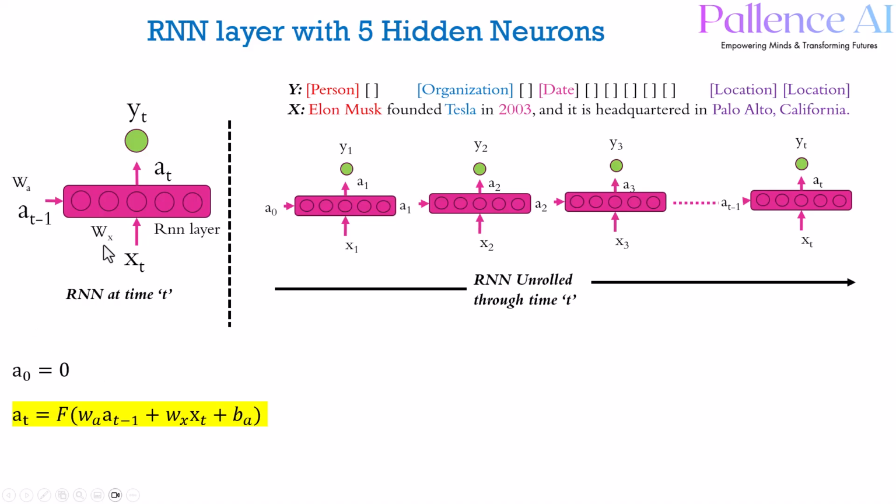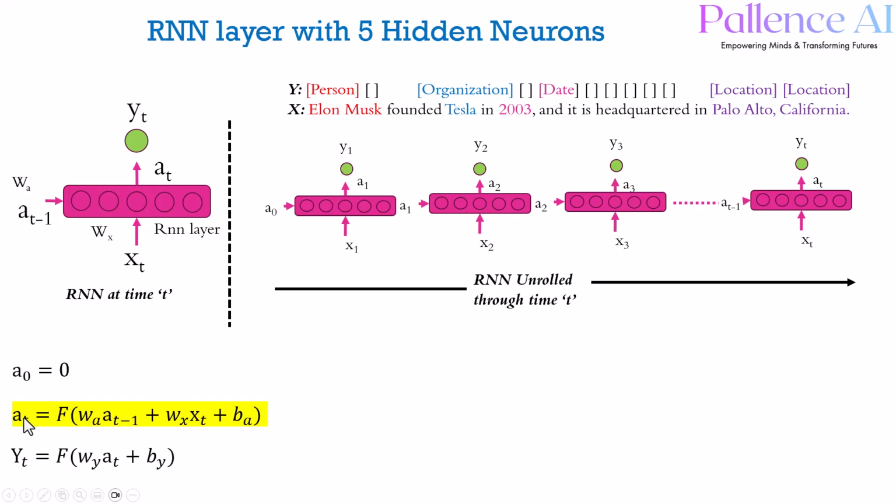So you have weights WX, which you're going to multiply with XT. And then you have weight matrix WA, which you're going to multiply with AT minus 1. And on top of that, you can have a bias term BA. And then on this entire thing, you're going to apply an activation function. Okay? So with that, you're going to get AT.